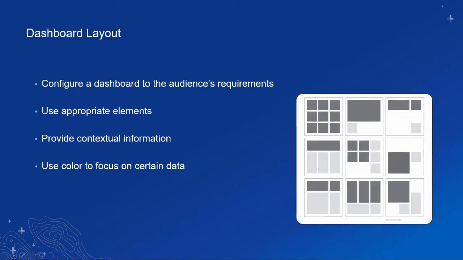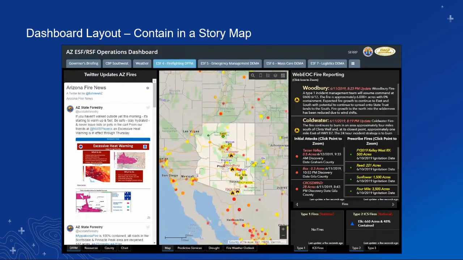So to boil down dashboard layouts: configure the dashboard to the audience's requirements, use the appropriate elements, provide contextual information, and use color to focus on certain data. So these are pretty straightforward talking points right here. Now, you're probably thinking, well, so you're saying that I need to make more than one dashboard. And yes, that's what I'm saying.